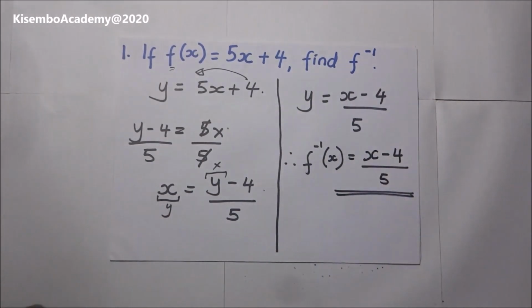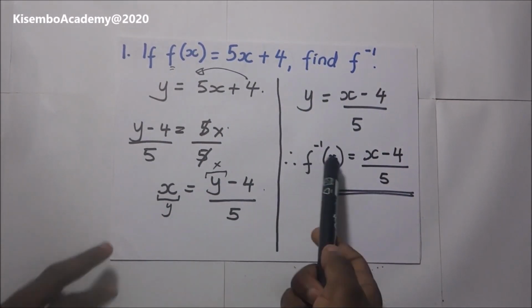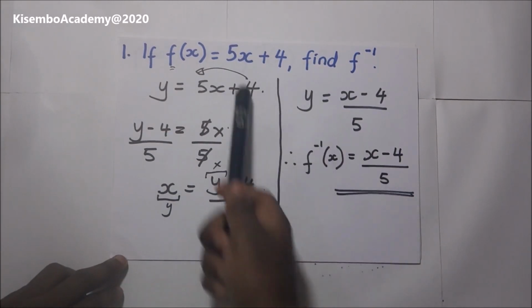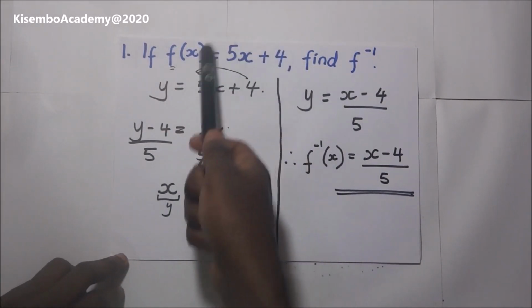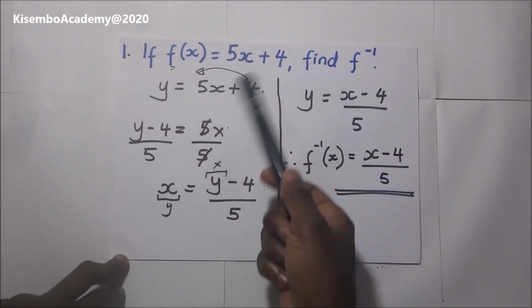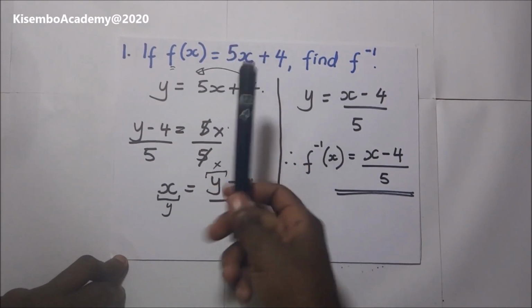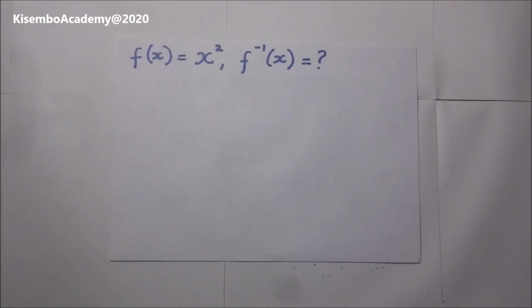So this is how we find the inverse of this function algebraically. This is the same as if you plotted this function on a graph and then reflected it in the line y is equal to x. You would still end up with a function of this nature. So we have this one too.